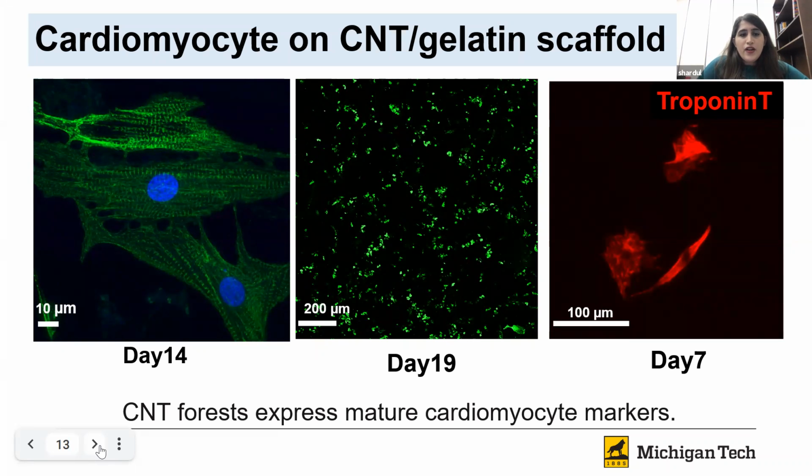To visualize the cardiomyocyte formation on the scaffold, we used different cardiac markers: DAPI, which represents the nucleus, troponin T, which represents the cardiac muscles, and alpha-actinin, which represents the cytoskeleton. You can see the elongated cardiomyocytes at day 14, which shows mature cardiomyocytes on the scaffold.